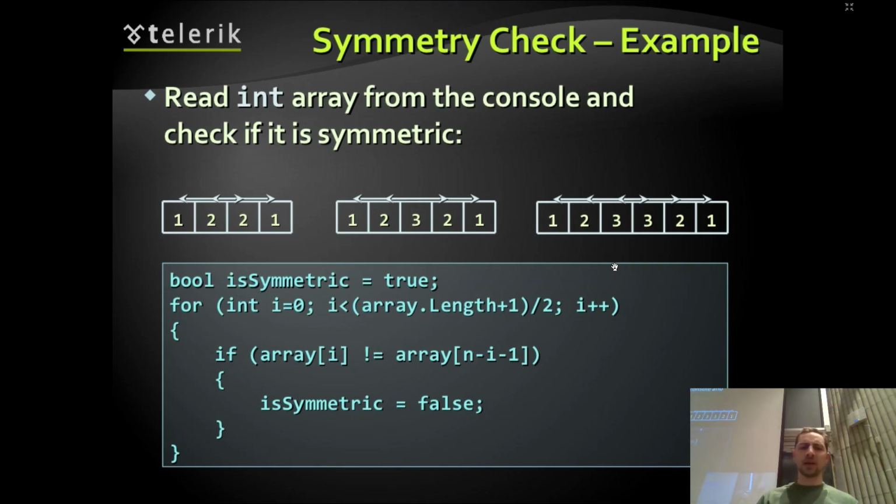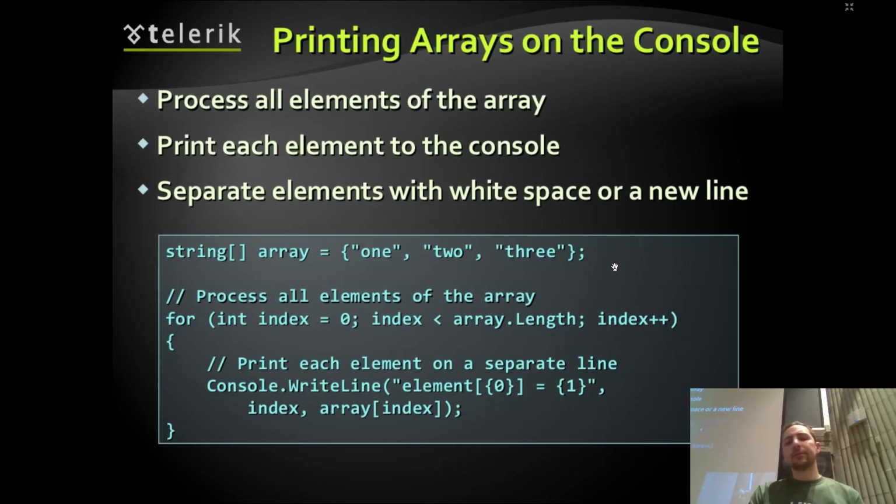Read int array from the console and check if it's symmetric. Okay, so this is a little thing that just does something on an array. Checks if it's palindromic, if it's symmetrical around the middle. Not even going to do that.